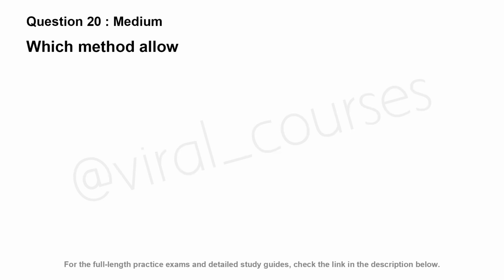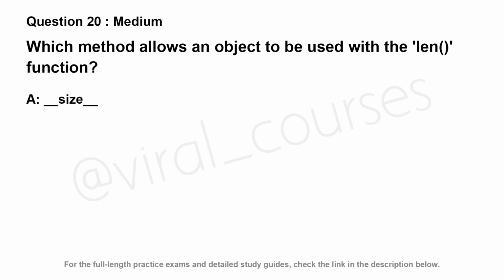Which method allows an object to be used with the len function? Option A, __size__. Option B, __count__. Option C, __len__. Option D, __length__.